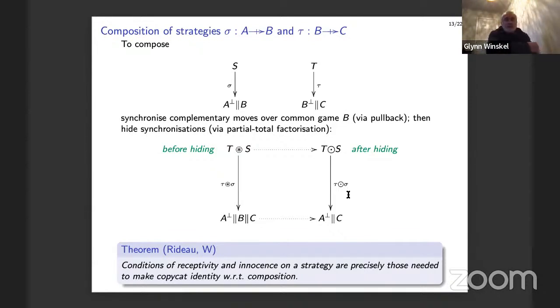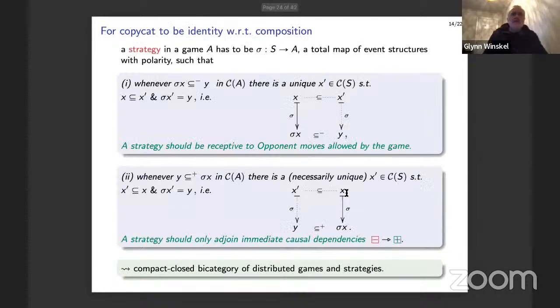Well, it turns out the conditions of receptivity and innocence that I sketched earlier are precisely those needed to make copycat the identity with respect to composition. So it provided a rationale for Sylvain Rideau and myself for the definition being correct. I'll just briefly indicate a little bit more formally what it means to be a strategy in terms of lifting conditions.